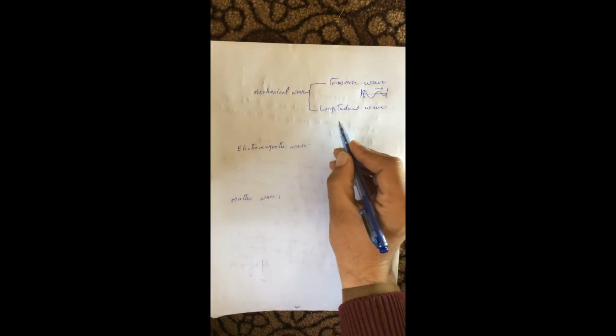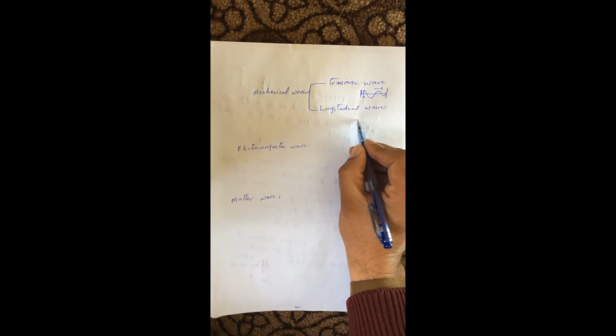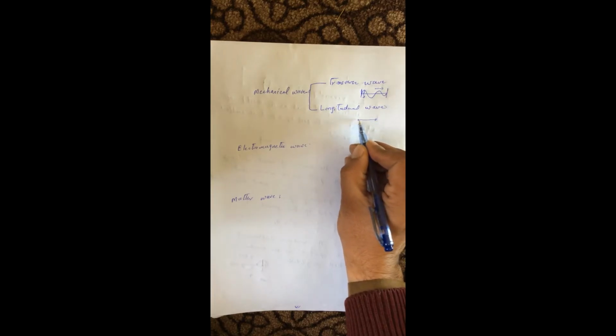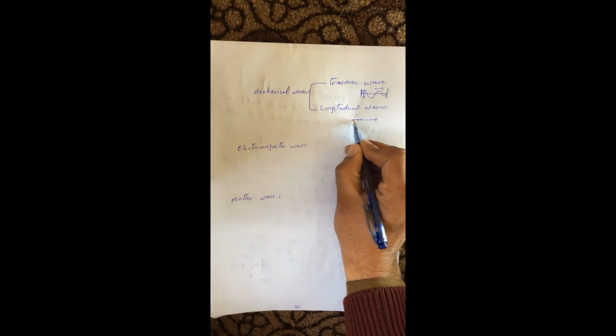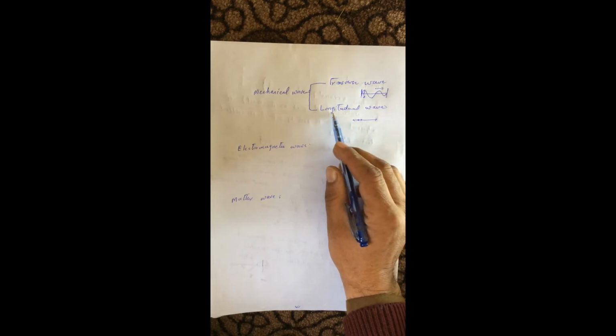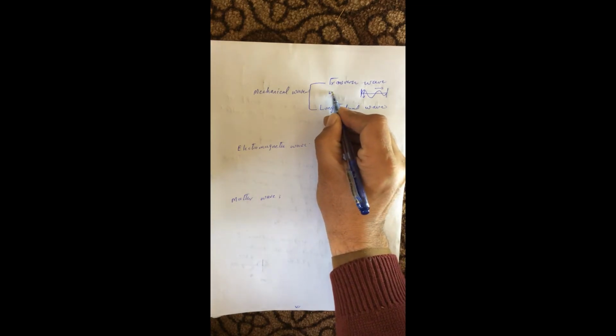And the other kind of wave is called a longitudinal wave. In a longitudinal wave, the wave moves, let's suppose, in this way, then the particles of the medium also move either in a forward or in a backward direction. Like the particles of the medium move in the direction of the wave, then this type of wave is called a longitudinal wave.